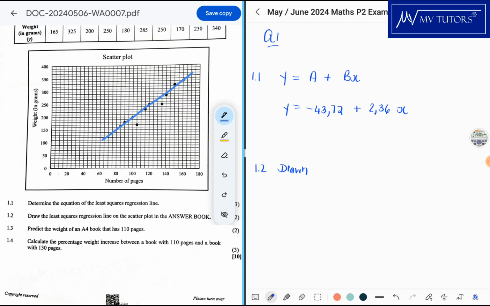Okay, so 1.3 says predict the weight of an A4 book that has 110 pages. So we're going to go to our formula. Y is equal to negative 43,72 plus 2,36 times x. X, remember, it is the number of pages. Okay, so we're going to then substitute 110 in there, and then we're going to get our answer in grams.